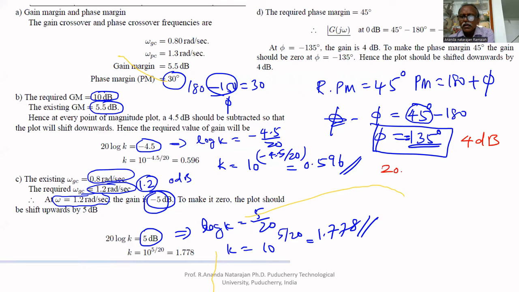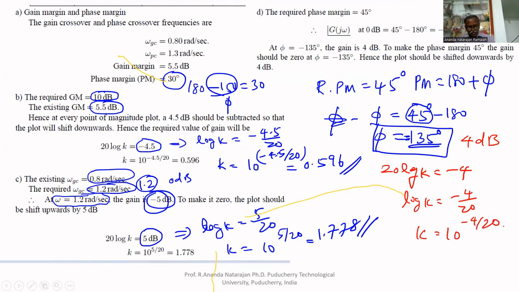So 20 log K equal to minus 4 dB, because plus 4 dB is there. So it should be 0. Therefore, 20 log K equal to minus 4. So we have to give a minus 4 dB. Then only it will become 0. Therefore, log K equal to minus 4 divided by 20, or K equal to 10 power minus 4 by 20. That is equal to 0.63.